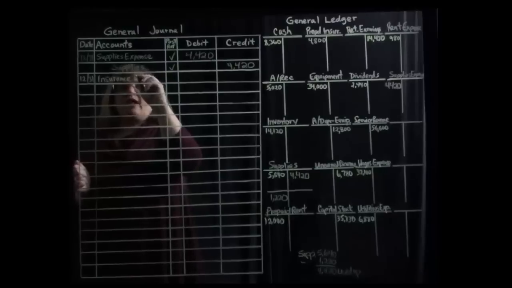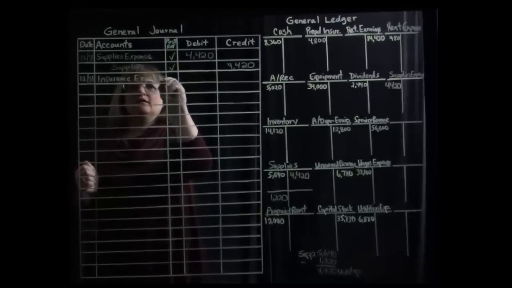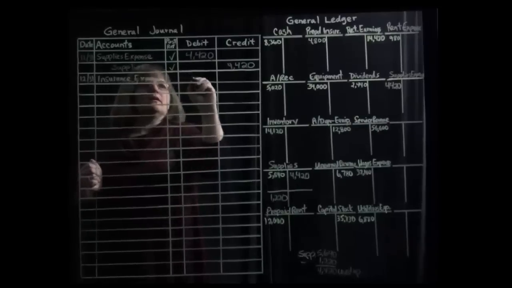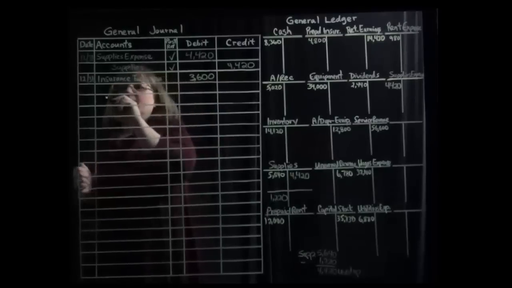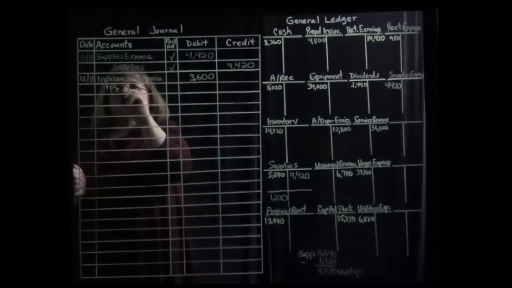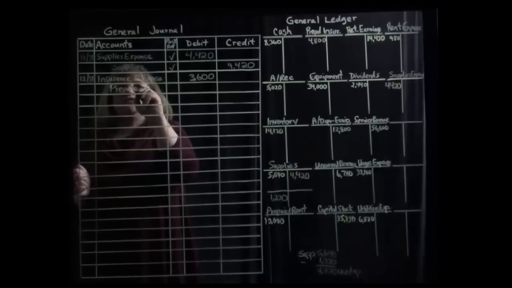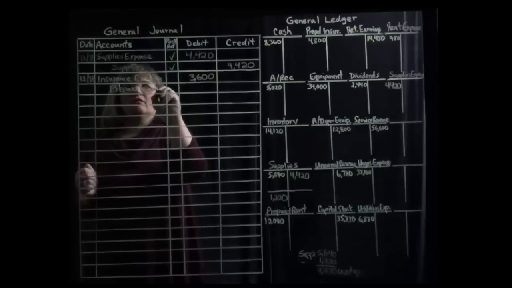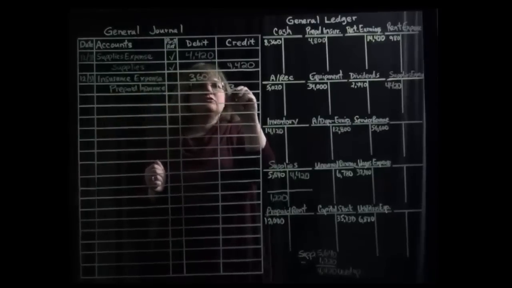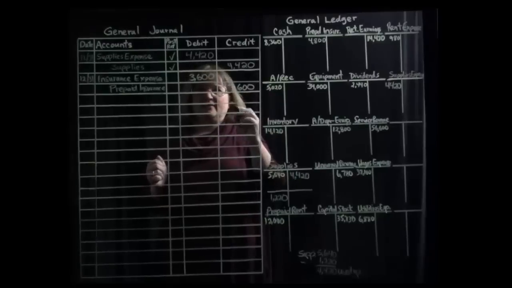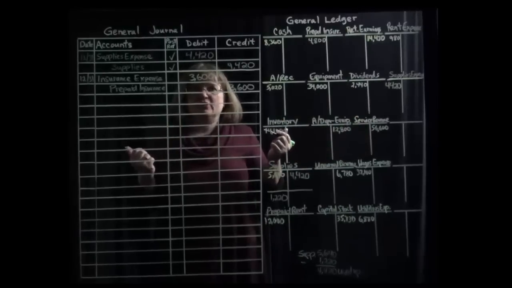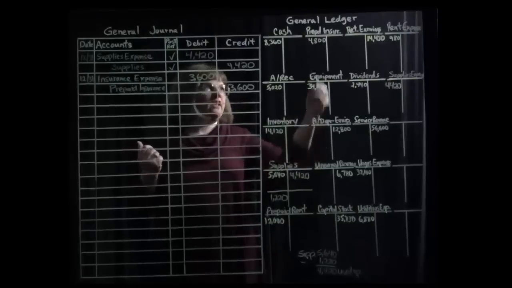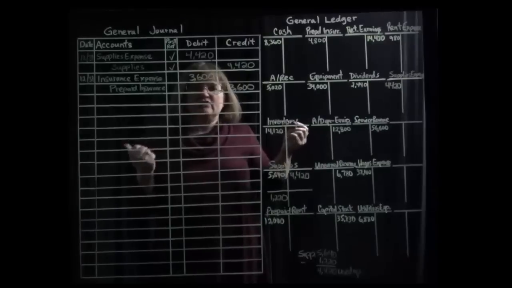for the portion of this policy that has been used up, and we would credit the prepaid insurance for that same amount. And again, that's 12 months worth of insurance at $300 per month that has not yet been recorded as expense, and so it needs to be recorded as expense, and it needs to reduce the value of this asset that right now is overstated.